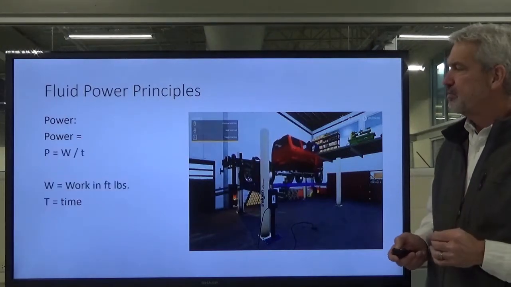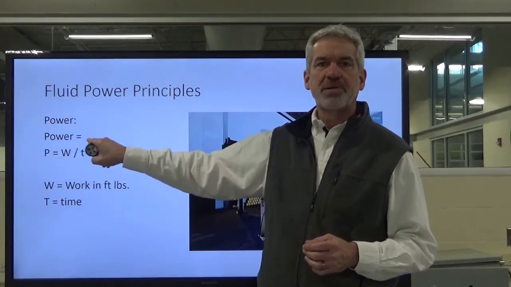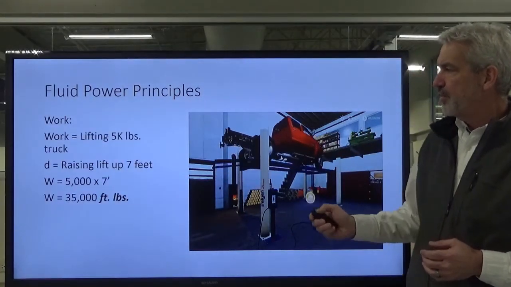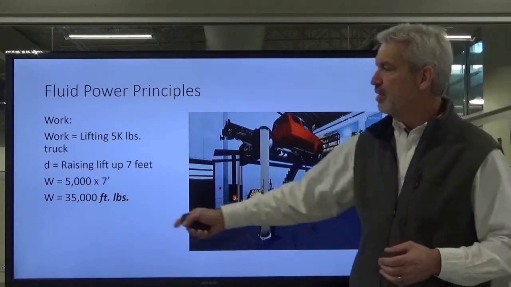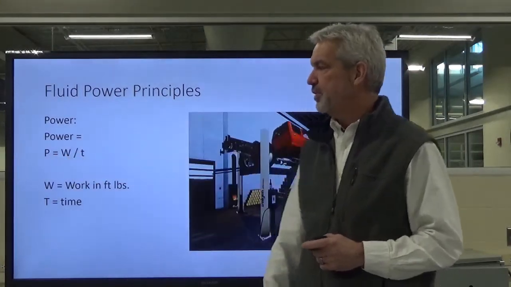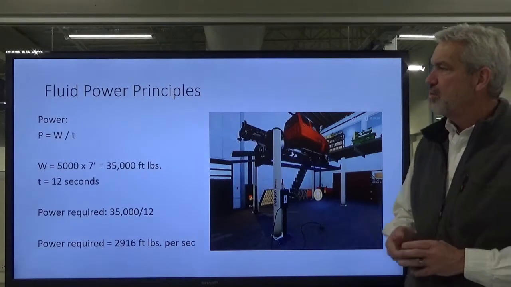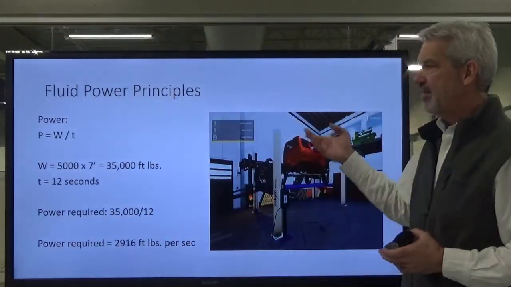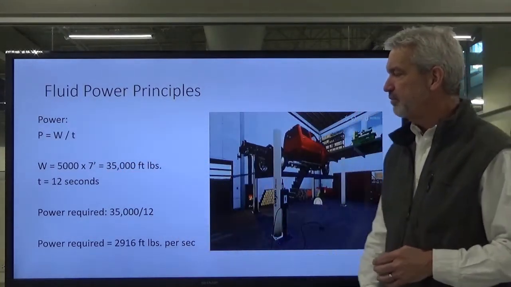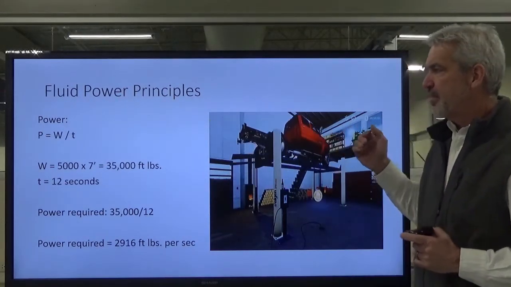So we're going to go with some more examples. And again, here's your formula: power is equal to the amount of work over a period of time. We talked about the amount of work being done for raising this service truck. That's 35,000 foot-pounds, the amount of work we want to do. We put it over a period of time, and in this particular case, we'll give it 12 seconds to raise it that 7 feet. So you take 35,000 and divide it by 12 to get the amount of power required to raise this service truck 7 feet in the air.